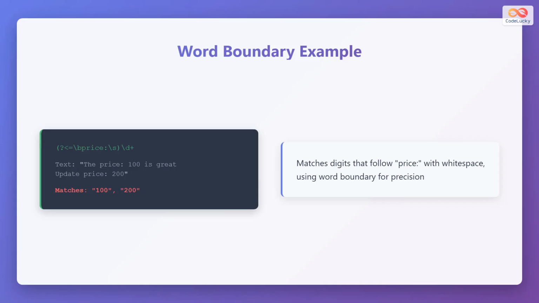Let's look at a complex example using look-behind and word boundaries for more precise matching. Consider the pattern (?<=\bprice\s)\d+. This pattern matches digits that follow the word price with white space. The \b ensures that price is a whole word. Applying this pattern to the text "the price 100 is great, update price 200", the matches will be 100 and 200. These are the numbers that immediately follow price, with a word boundary to ensure we are matching whole words.